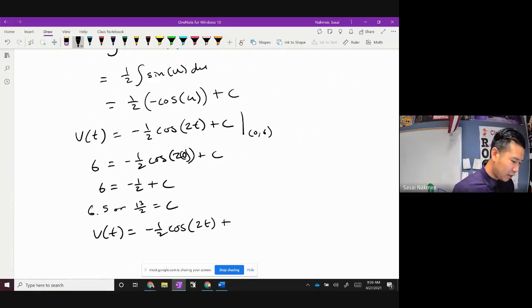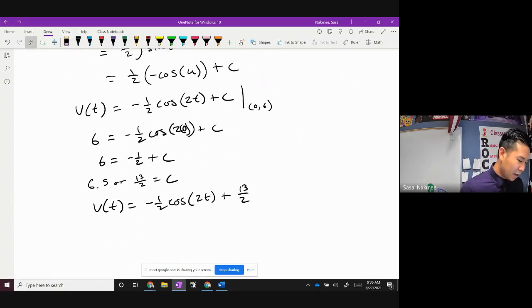Fraction? I like fractions. 13 over 2. That's probably how you're going to see it on the test. But yeah, just keep that in mind. Multiple choice questions, they tend to like them as fractions. I don't know why. But you're still not done.